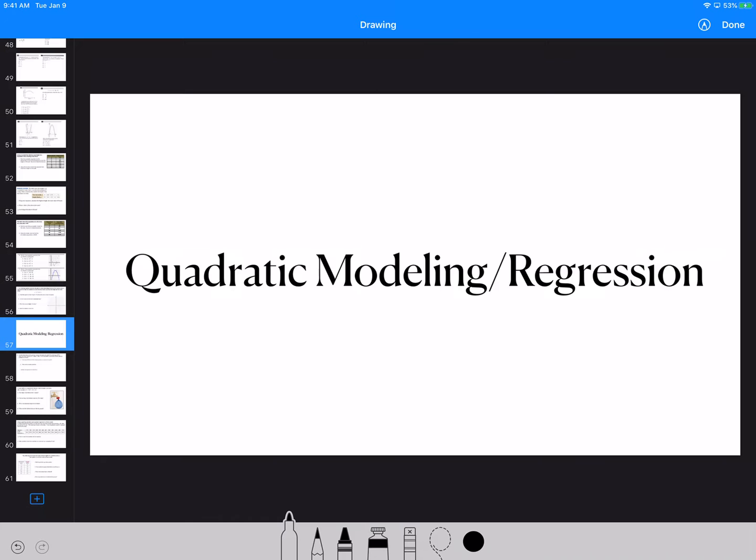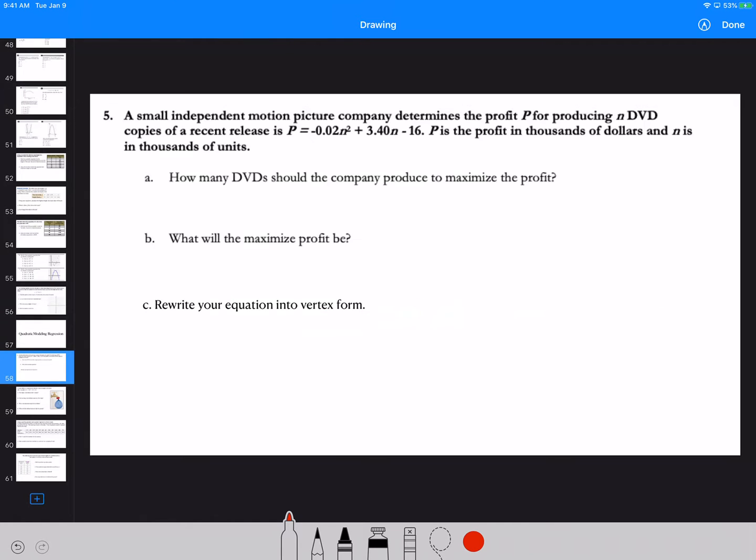Now, remember, this is a test review, and like we mentioned yesterday, I'm going to give you a short assignment based on the quadratic modeling question and quadratic regression question, and feel free to just rewind back at any point when you're having trouble with any particular things that I do on this video. Okay, so let's get started.